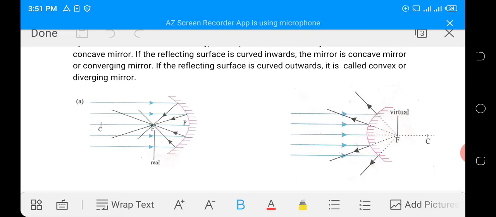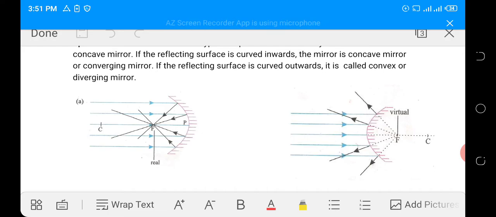You can see the distance from P to F is the focal length. For a concave mirror, it is real because there is a real focus. But for a convex mirror, the distance from the pole to where we have F is the focal length. But since that F is not real, it is virtual, then the focal length too is going to be virtual.